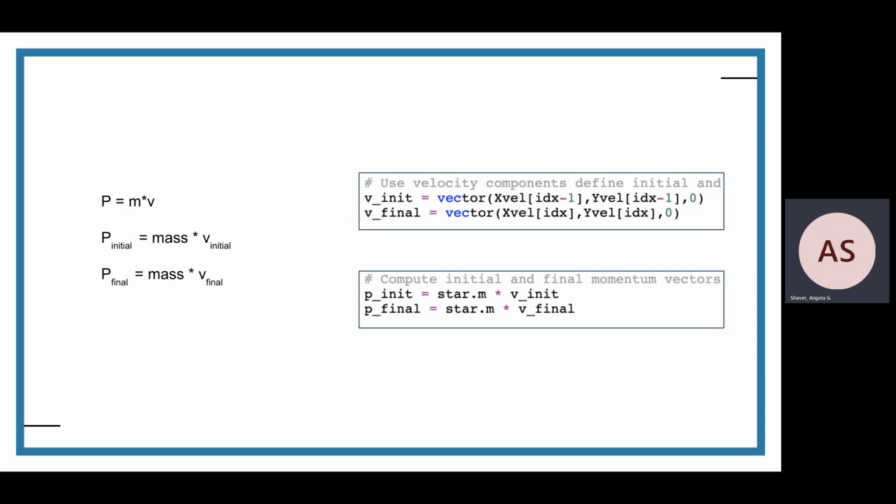I calculated the initial and final momentum vectors from the given initial and final velocity vectors. Momentum is equal to mass times velocity. The equations on the left are the equations used, and on the right was the GlowScript code that I used.